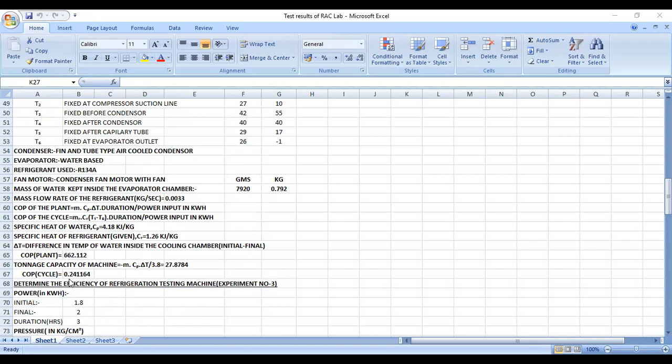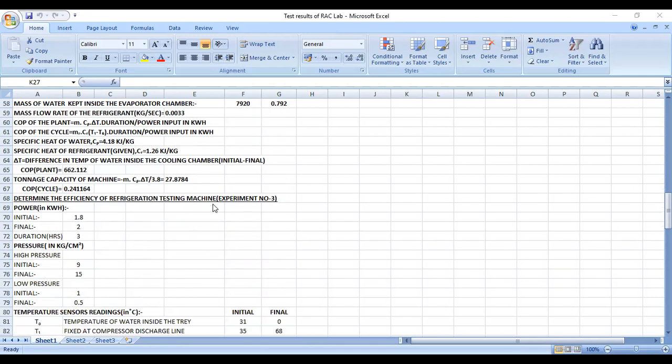The cycle capacity is 0.2241164. And now determine the experiment of the refrigeration of the third machine.